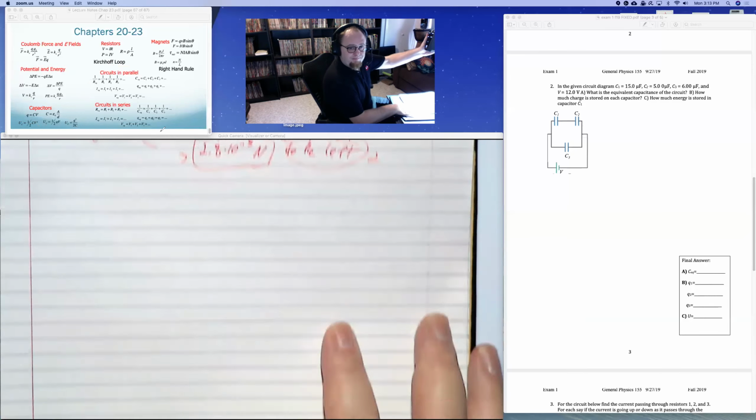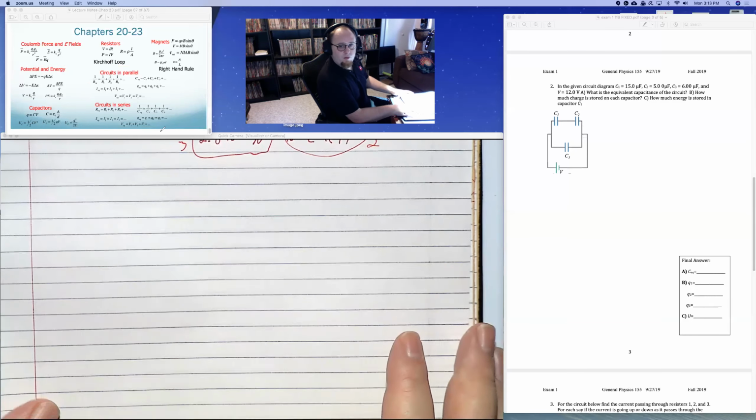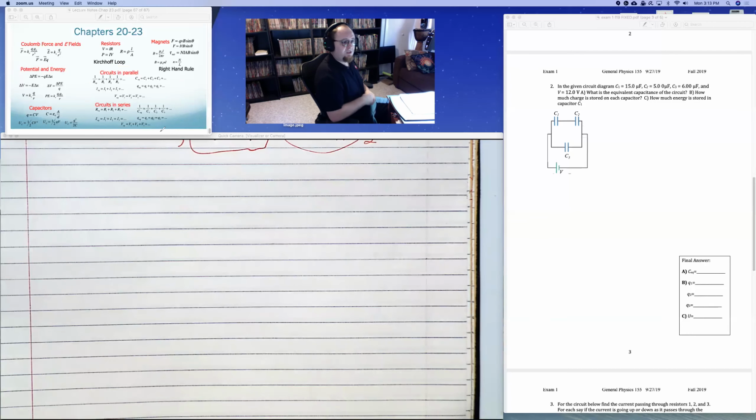And what I said is, here's a circuit diagram. Here's some values for C. There's a weird space on one of those. Sorry, just the fact that it's 5.0 and then a space here. That space is a typo. What is the equivalent capacitance?